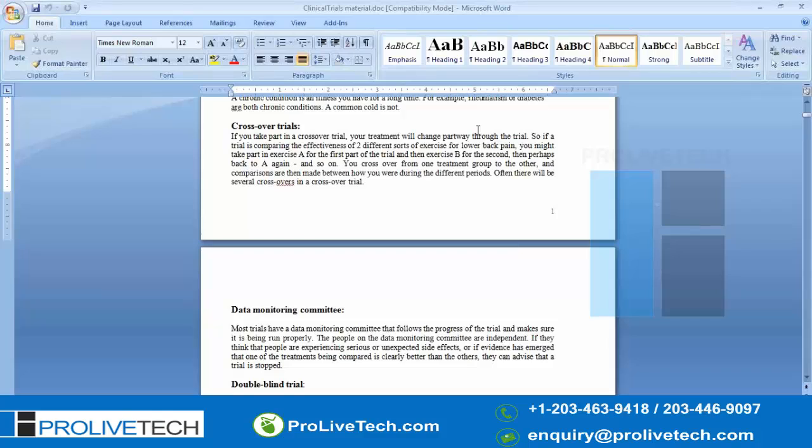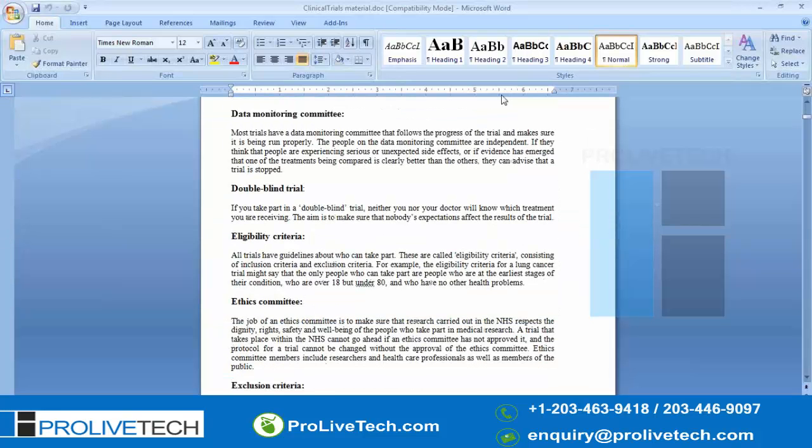crossover studies. Generally, it is used to identify which treatment is better on which particular group of people. Especially for comparisons, it is used.